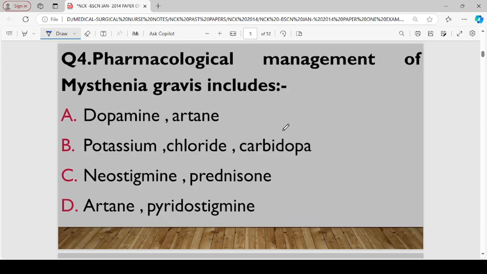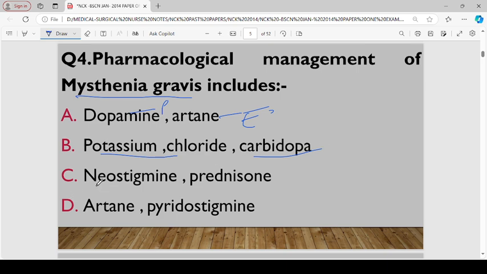Pharmacological management of Myasthenia gravis, right? Looking at the options that you have: dopamine, benztropine. I'm sure all of us know that dopamine we normally use to treat Parkinson's disease, and benztropine we normally use to manage the extrapyramidal side effects, especially the tremors, right? Potassium chloride, if you're correcting potassium imbalance. Carbidopa, also treatment of the disease that we have just mentioned.